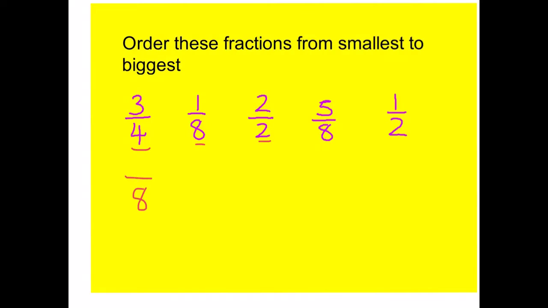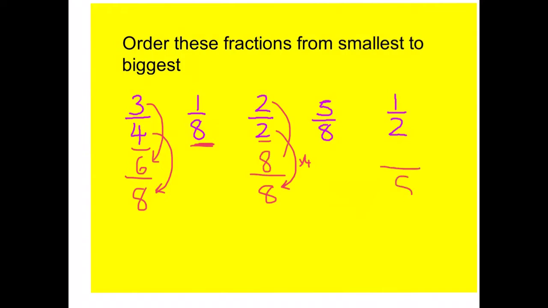So I'm going to turn my 3/4 into eighths. To get from 4 to 8, I've doubled it, so I need to do the same to the top. So 6/8. Well, this one's already in eighths, so I can move on to my halves. To get from 2 to 8, I've multiplied it by 4, so I need to do the same to the top. And then my 1/2, again, to get into eighths, I've times it by 4 on the bottom, so I have to do the same to the top. So 4/8. Now all of my numbers are in eighths.